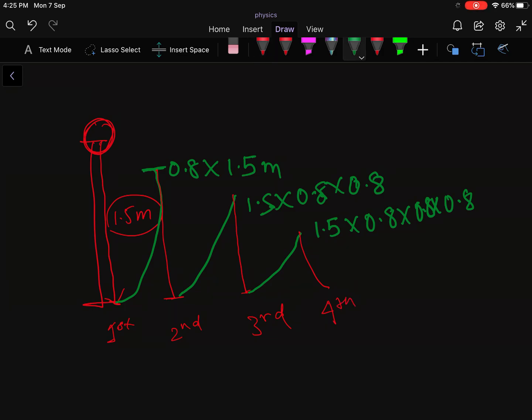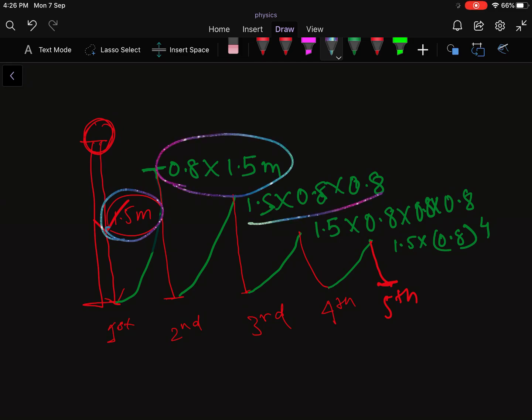Again, before the fifth bounce, it will again rise to a height of 1.5 into 0.8 to the power 4, correct? And again it will go down. So till the fifth bounce we have to count these heights. I mark them with another color: this height, this height, this height, and this height.